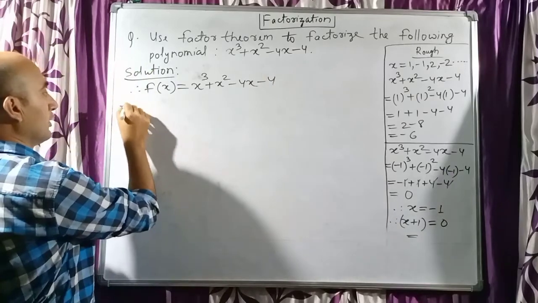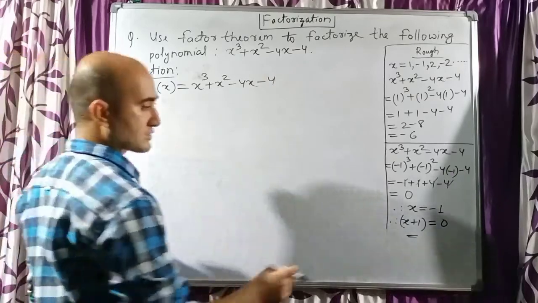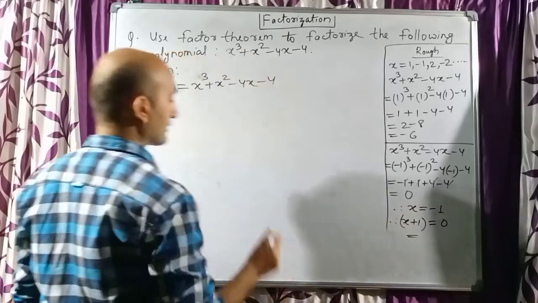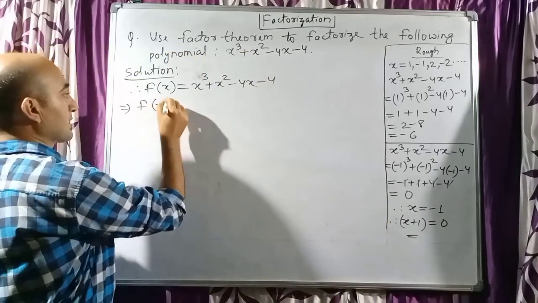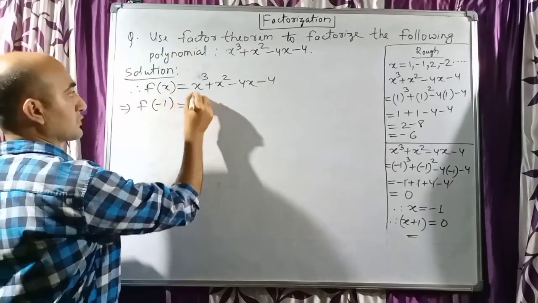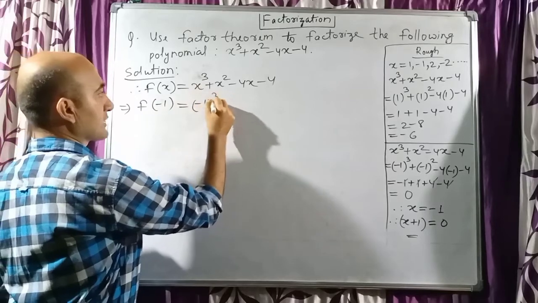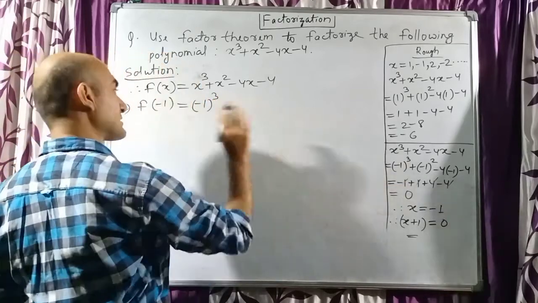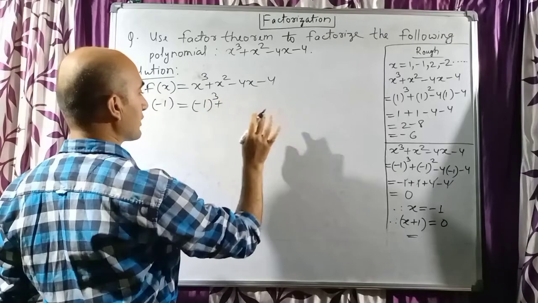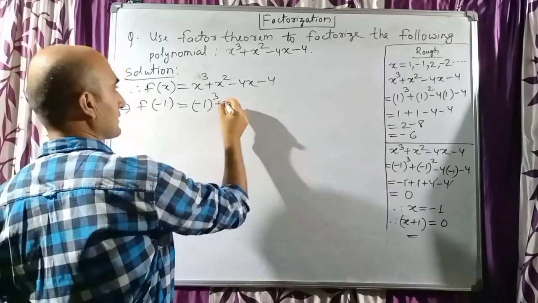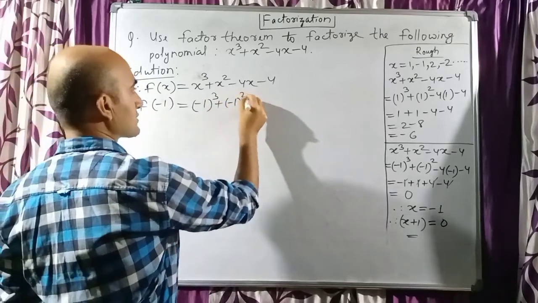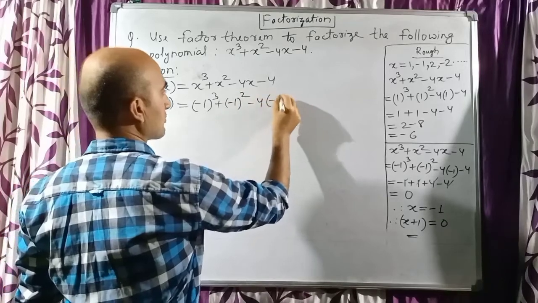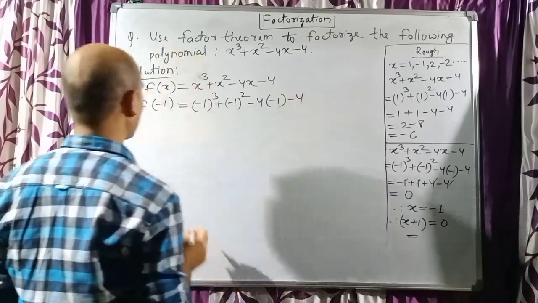Now you all know the value of x was minus 1 to get 0. So in place of x you put minus 1. So same thing, (minus 1) cube. The same work will now start here, same thing but in a slightly different way by writing f(x). So (minus 1) square minus 4 into minus 1 minus 4.